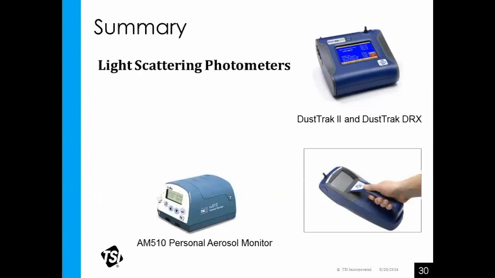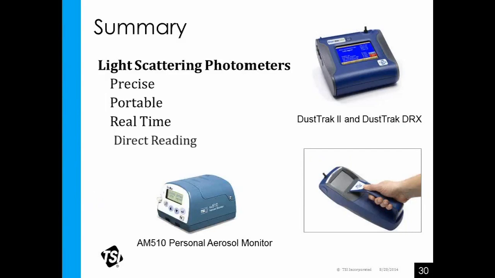So this kind of summarizes what we talked about. Light scattering photometers are a precision instrument that very accurately tracks aerosol level. It's portable and gives real-time, direct reading results we can take action on right away. The limitations are the calibration issue with calibration dust, and that can be worked around by understanding which aerosol is present and comparing it to gravimetric measurement.